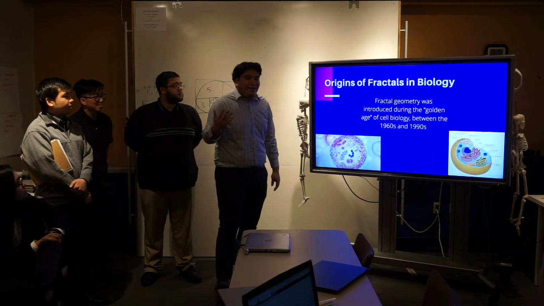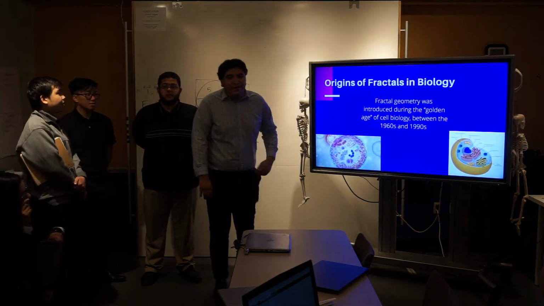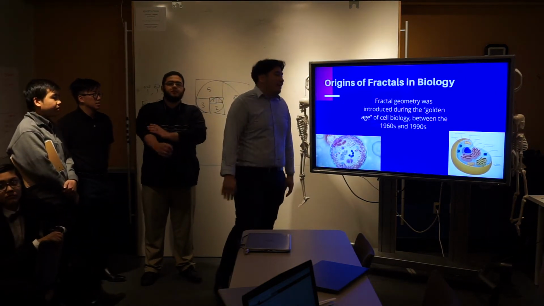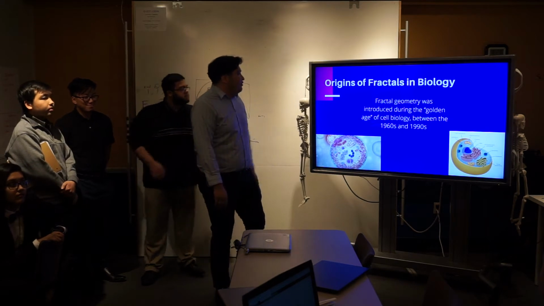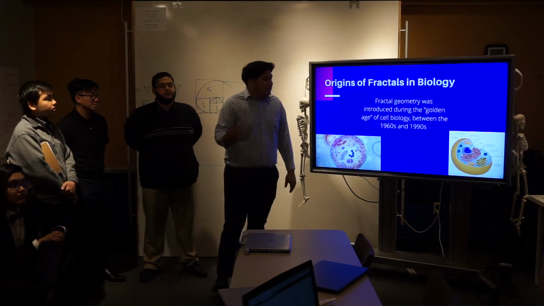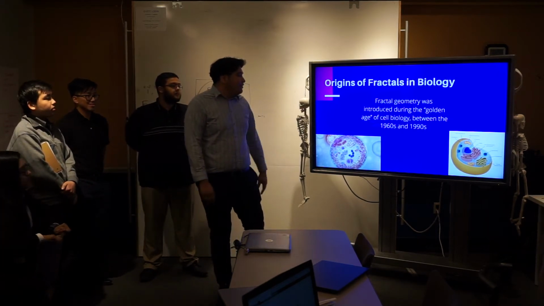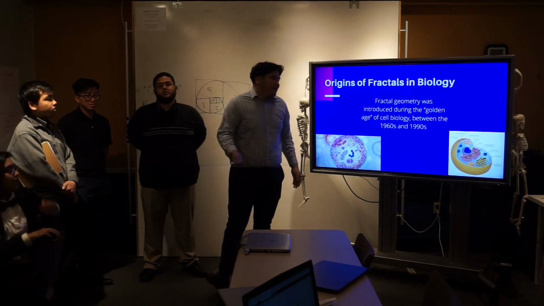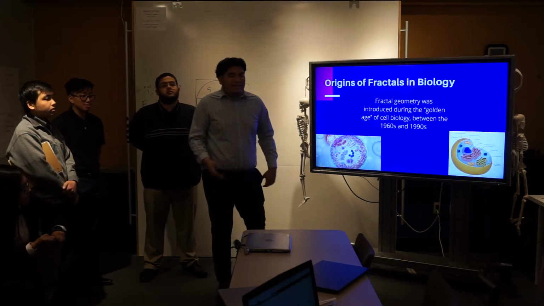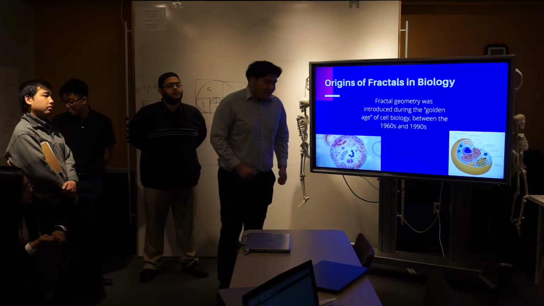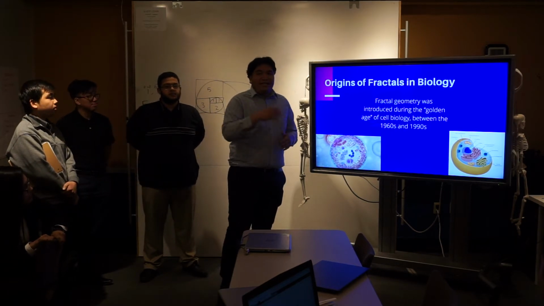So if you're like me, I like to question when all things begin, or how things came up. And so I decided to do the origins of fractal biology, how it all started. Fractal geometry was introduced during the golden age of cell biology, which is between the 1960s and the 1990s. And before I go any further, does anybody know what a cell is?